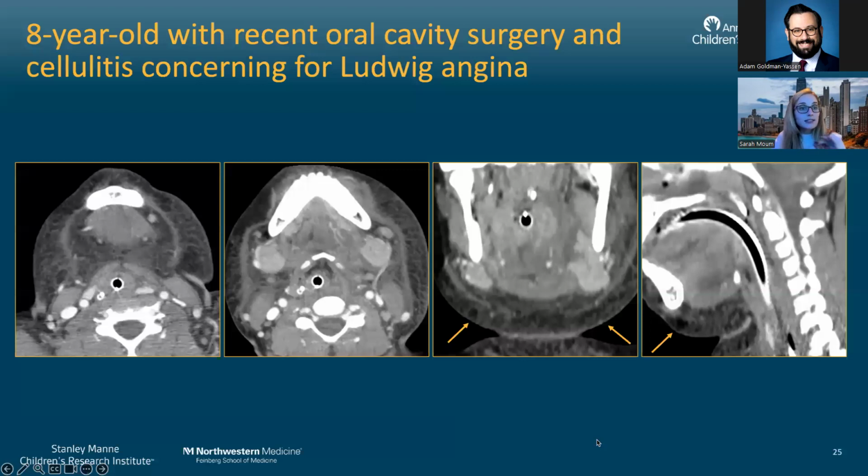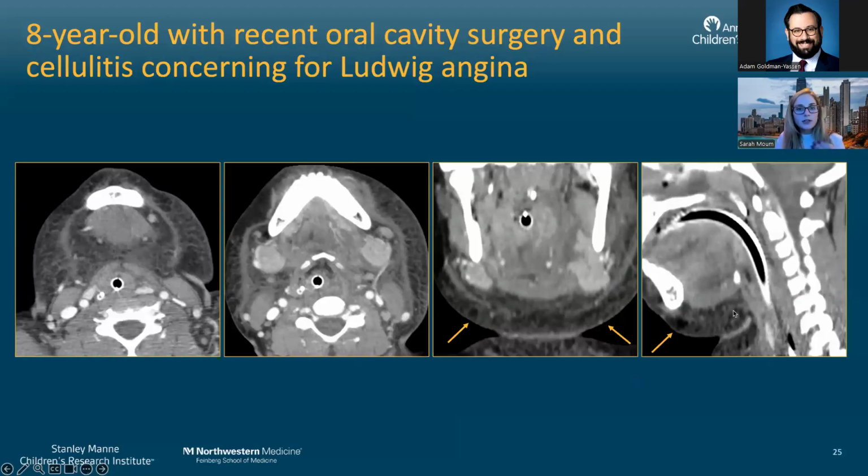We can see that there's extensive inflammation in the submandibular soft tissues and sublingual spaces. We can even see thickening of the platysma muscles here, with extensive inflammation and cellulitis within the soft tissues. If you note on the sagittal image, of course, we see the endotracheal tube, but even with that, the tongue is pushed up and also posteriorly by all of this inflammation within the soft tissues.